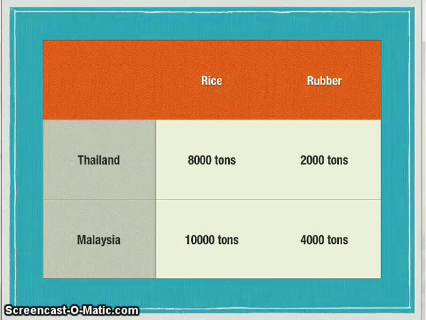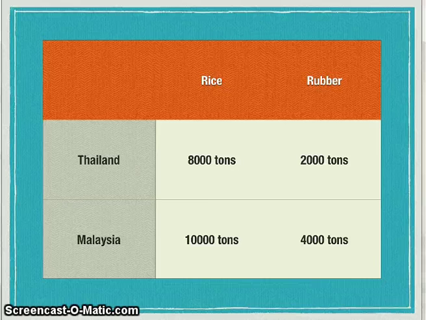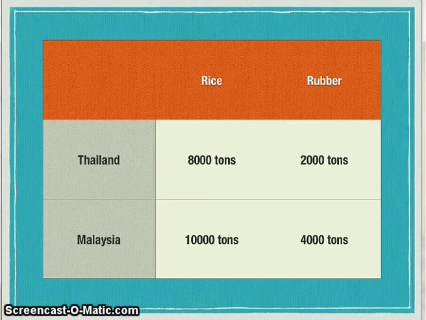Give this one a try on your own. Let's say that there's 2 products, rice and rubber, and 2 countries which produce those products, Thailand and Malaysia. Thailand can produce 8,000 tons of rice or 2,000 tons of rubber. Malaysia can produce 10,000 tons of rice or 4,000 tons of rubber. Which country should specialize in which product to trade with the other? Figure out the comparative advantage in this scenario. We'll go through the answers in class.